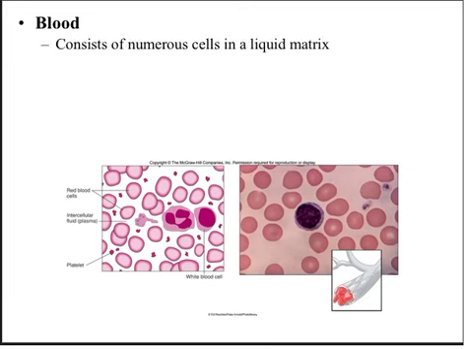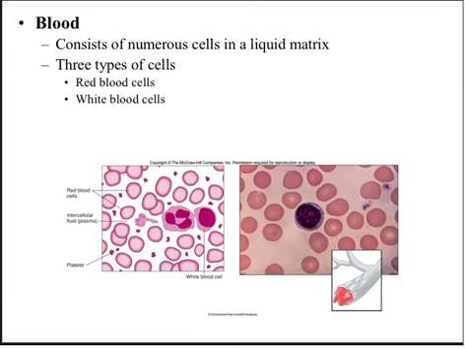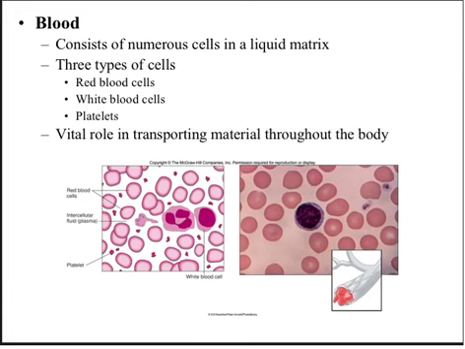Blood is a liquid connective tissue, one of two, the other one being lymph. It consists of numerous cells suspended in a liquid matrix. The 3 cells are the red blood cells, known as the erythrocytes, the white blood cells, known as the leukocytes, and the platelets, which we call the thrombocytes. They're important in transporting material throughout the body.